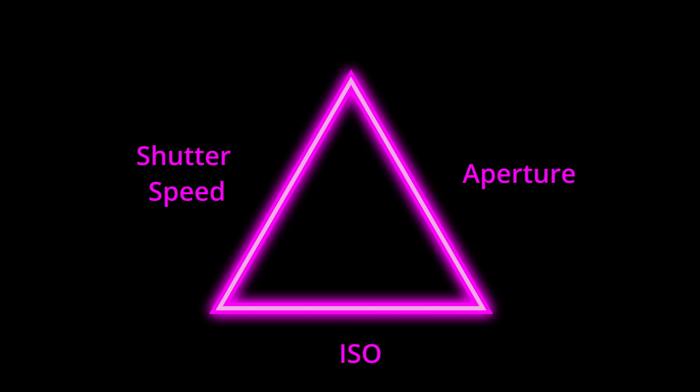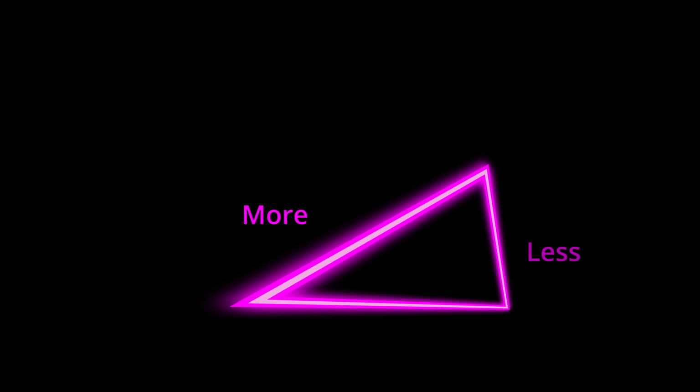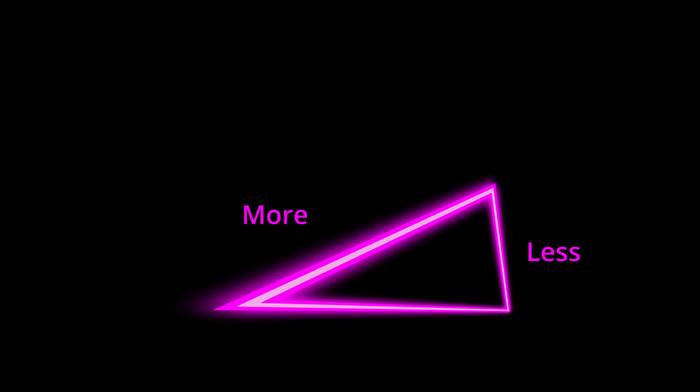So before we get into these techniques, a quick primer on the three settings that affect the brightness of your photos: shutter speed, aperture, and ISO. The trick with all these settings is that they involve trade-offs. More of one thing comes at the expense of another. That's why they're called the exposure triangle.